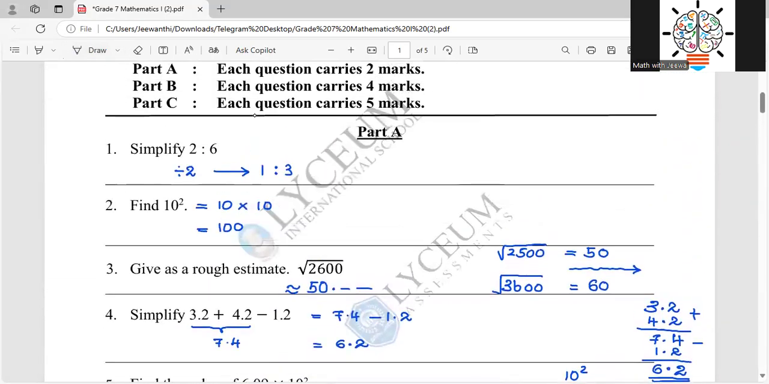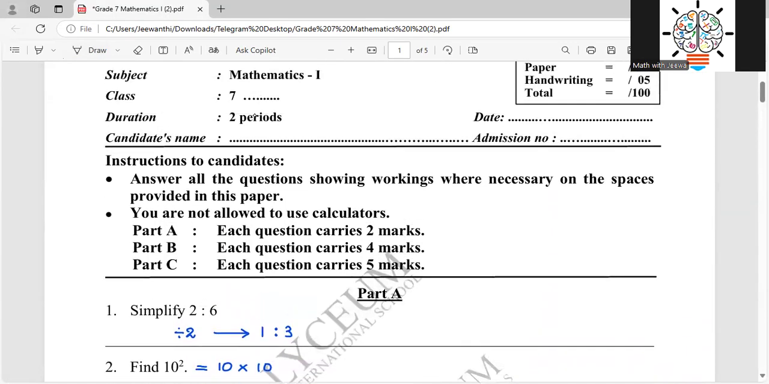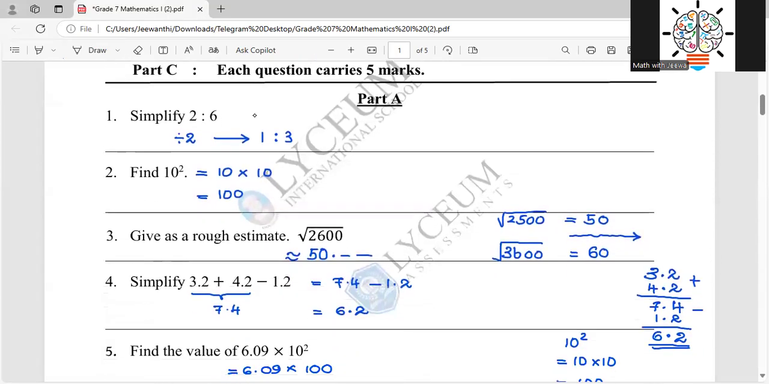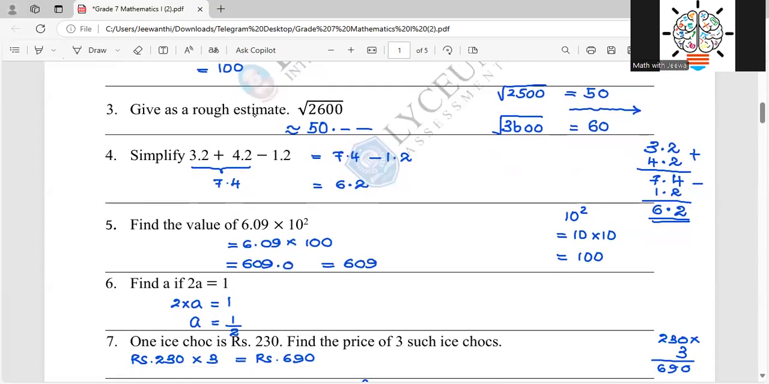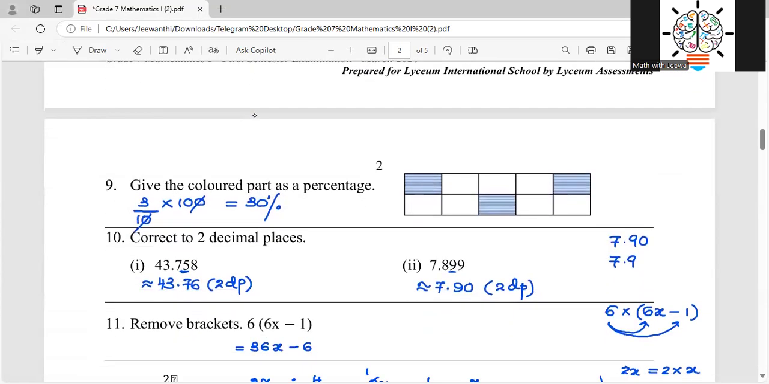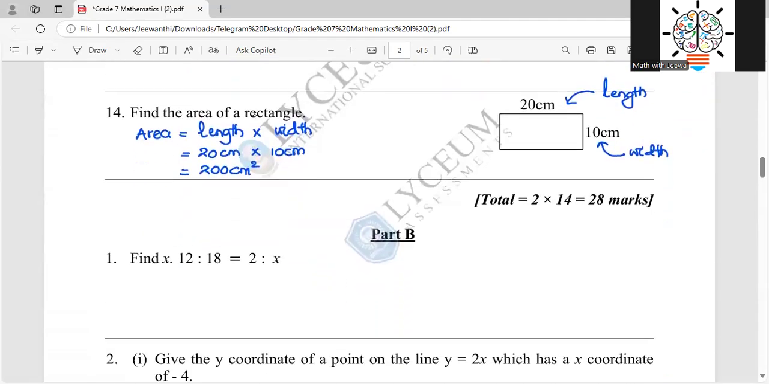So then how I have shown, right? First you fill in these details and then you do it one by one. And when you want to do the workings, you can do them nicely on the right side and use the space here like this. So then we are done with part A.